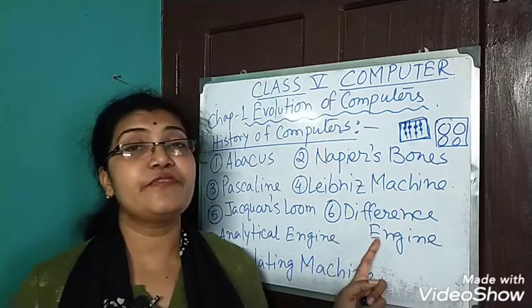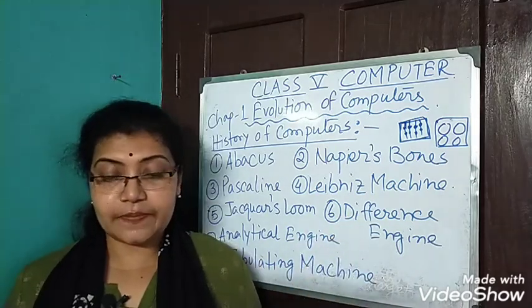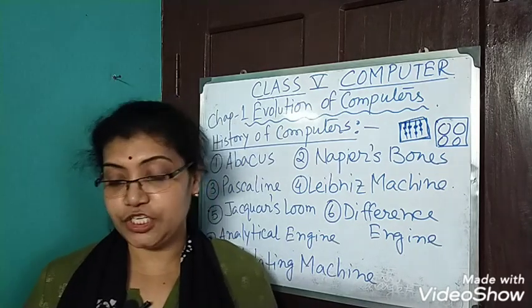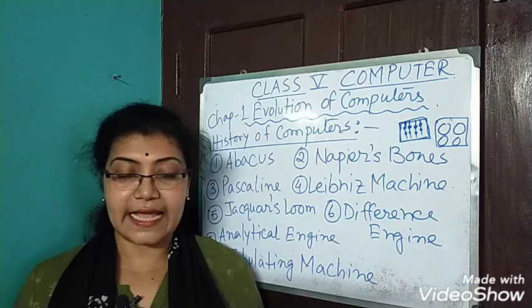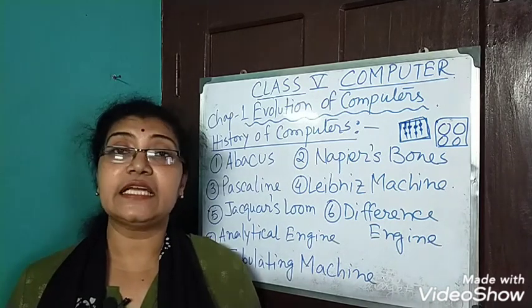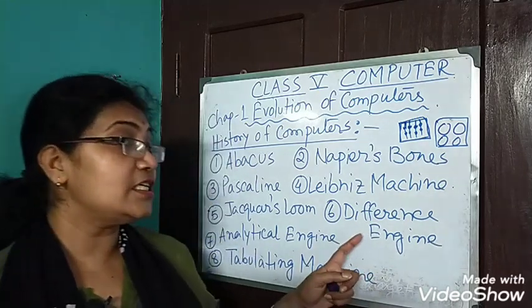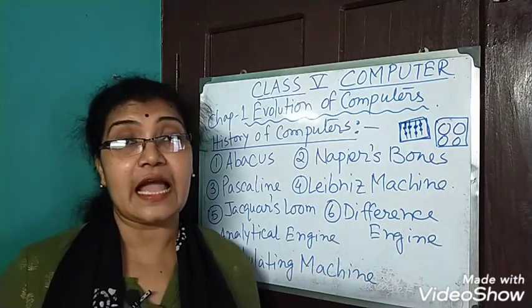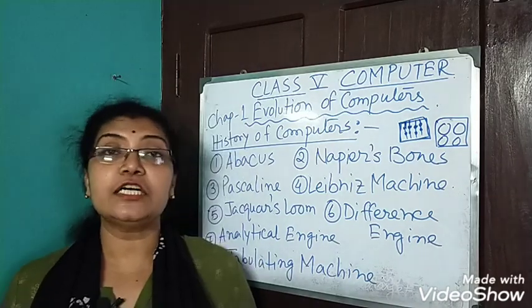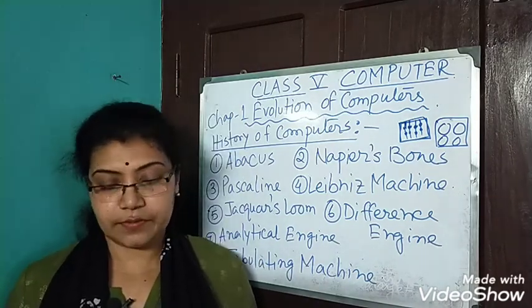Next is difference engine. Charles Babbage designed the difference engine in 1822. The difference engine was a calculating machine which was used only for arithmetic addition, and it was invented by Charles Babbage, the father of modern computer.